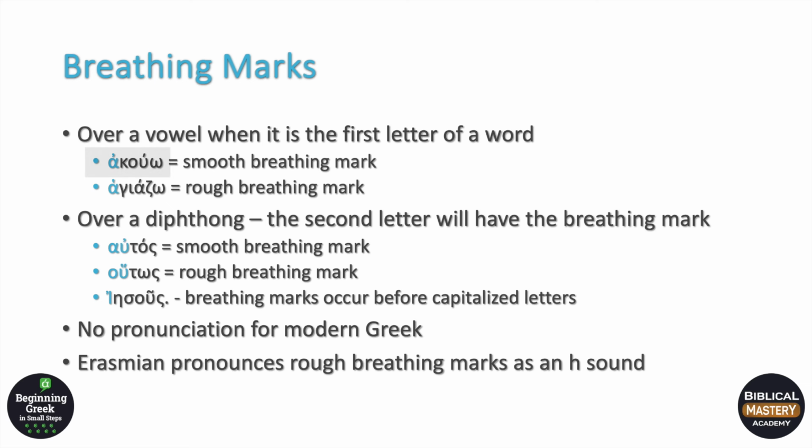Now in our modern Greek texts we also have breathing marks. For modern pronunciation you can largely ignore them. There is a smooth breathing mark and a rough breathing mark. These go over the first letter of a word if that word starts with a vowel. If the word starts with a diphthong, which is 2 letters that create one sound, so to speak, it will go over the second letter of the diphthong.